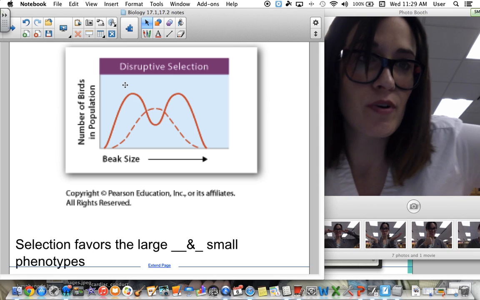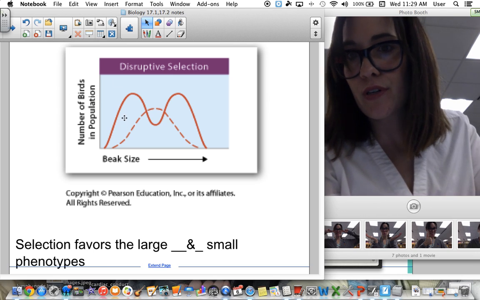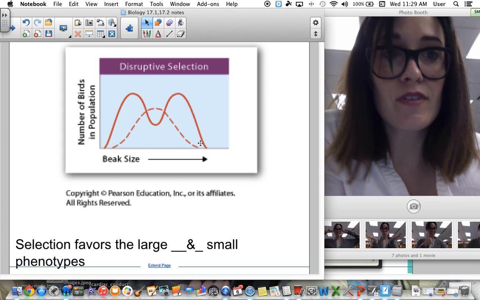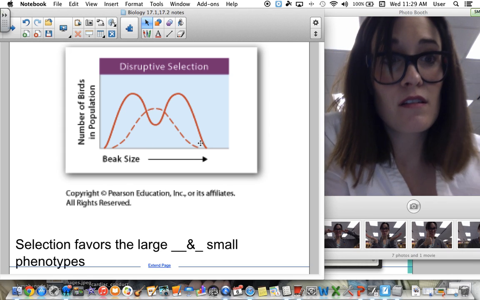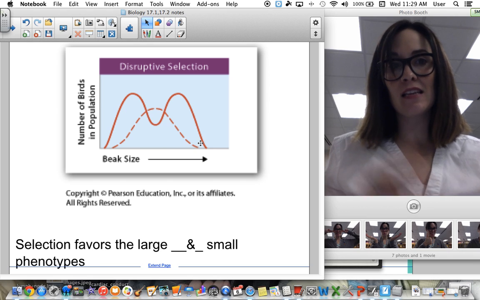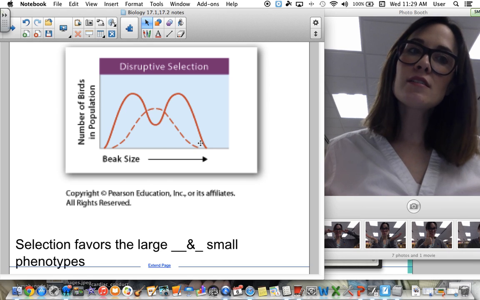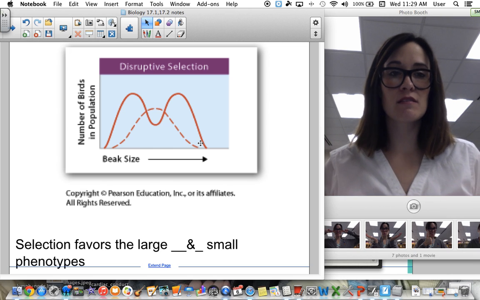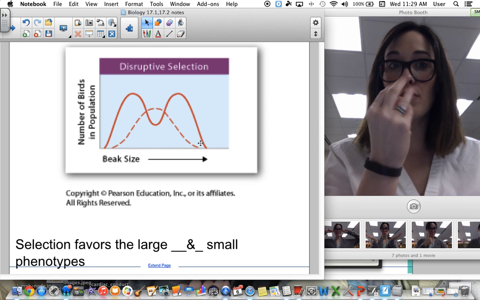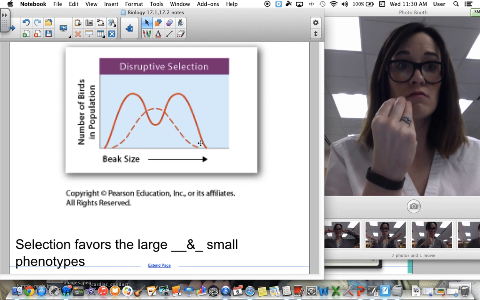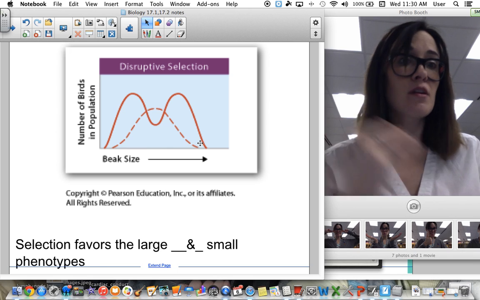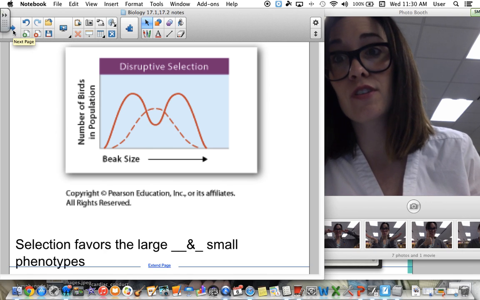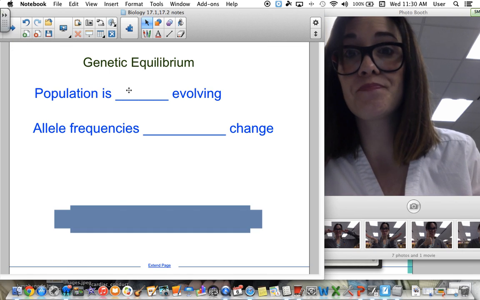The example your book talks about is beak size again with birds in a population. Essentially, let's say we're talking about the same birds and their beak size, and birds with large beaks eat big seeds, and birds with small beaks eat little seeds, but there are no intermediate seeds available in the environment in size. So the birds with medium-size beaks aren't favored because their beak is not the appropriate size. So we can see the shape of that population showing the disruptive selection shape.